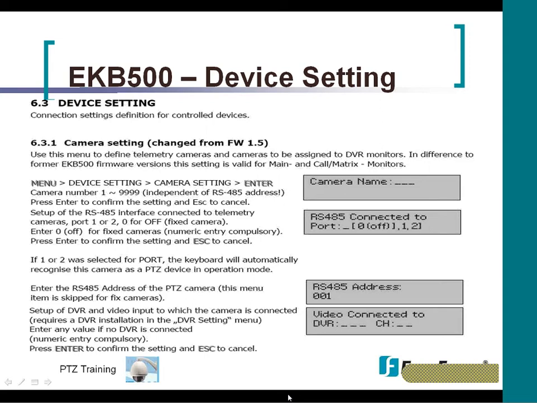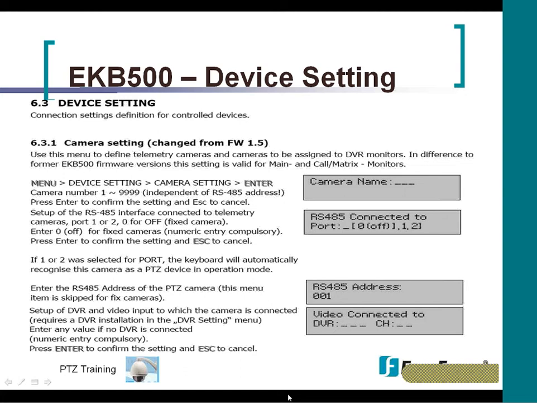And then it's going to ask you where the video is connected to. Okay, it's going to ask you for the ID of the DVR and the channel. So inside the DVR menus, you are able to ID. If you had 3 different DVRs, you are able to ID each DVR, DVR1, DVR2, DVR3. And in that screen, you would put which DVR you're connecting to, and which channel that PTZ camera is connected to.